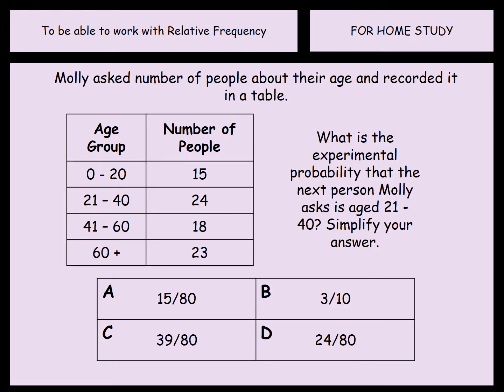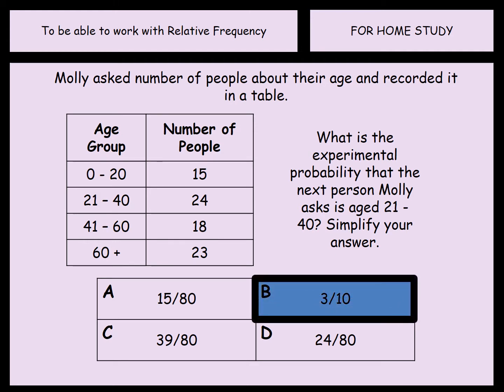Molly's asking a number of people about their age and recording it in a table. So instead of having, like on the last one, some fixed things, we've now got groups. So between 0 and 20, 21 and 40, and so on. What's the experimental probability that the next person Molly asked is aged 21 to 40? We need to simplify our answer. So 21 to 40, we've got 3 out of 10, and that's because we've been asked to simplify the answer at this point.